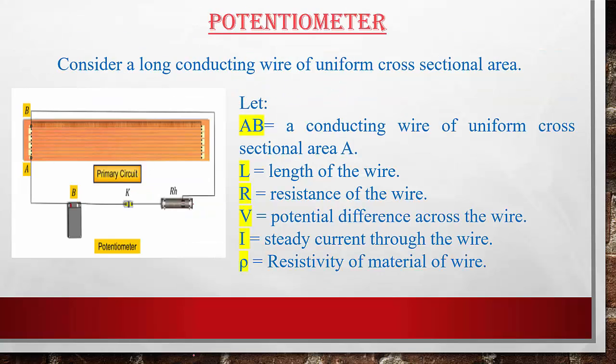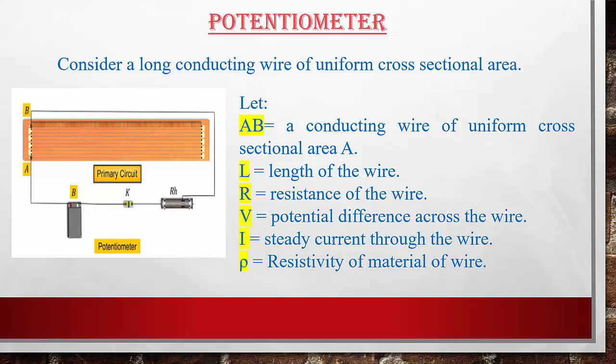Now let us consider a long conducting wire of uniform cross-sectional area. Here we are going to consider several meters of wire. In the meter bridge, we considered only 1 meter of wire, but in the potentiometer, we are going to consider nearly 3 to 4 meters, several meters of wire having uniform cross-sectional area.